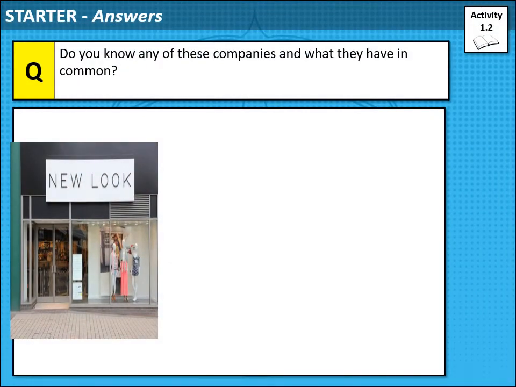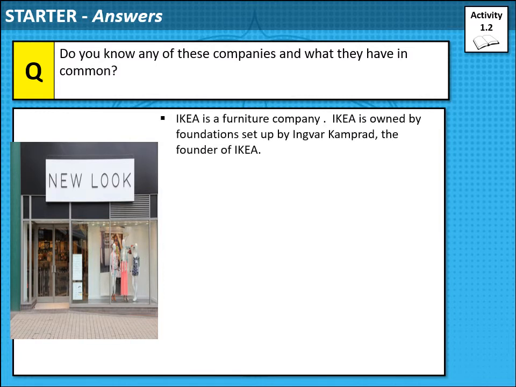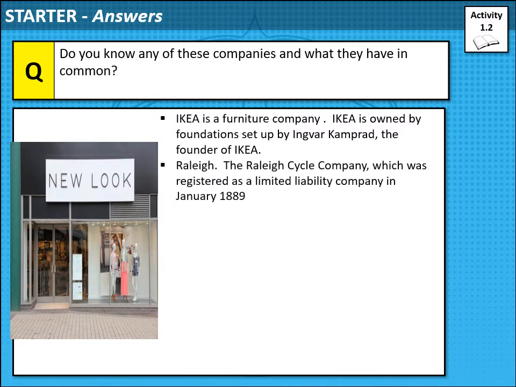Let's have a little bit of information about these companies. So IKEA is a massive Swedish furniture company. It's owned by Ingvar Kamprad, I think that's how you say his name, who is the founder of IKEA, plus also some other board of directors. Raleigh is a British cycle company.